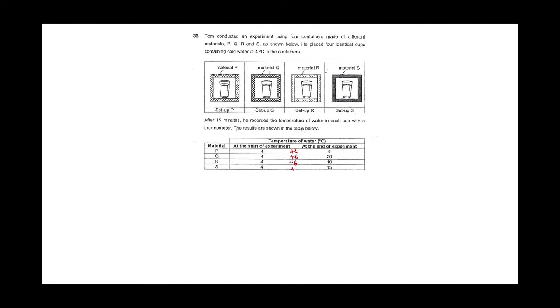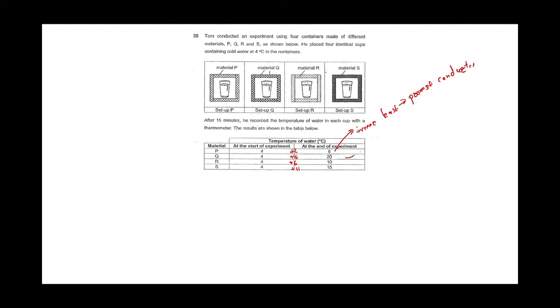+6, +11. Okay, so just focus on the extreme ones, which are P and Q. So for P, you can conclude the temperature increased the least, right? When the water temperature increases the least, that means it gains heat slowly. If it gains heat slowly, that means the material that is surrounding it transfers heat to the water slowest. So this material must be the poor conductor of heat. Okay, poor conductor.